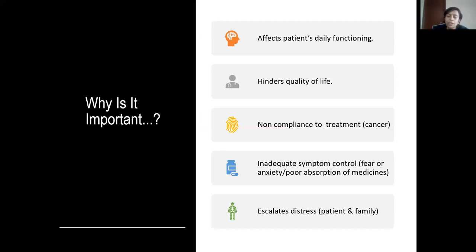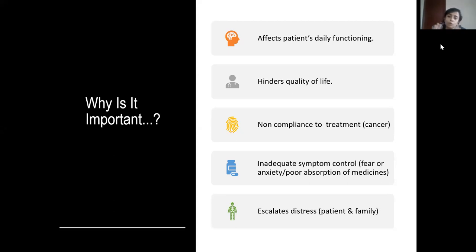And why do we discuss nausea and vomiting? Because we know that everyone uses their own favorite antiemetics. Sometimes it helps, sometimes it doesn't. So why is it important in a palliative care setting to talk about nausea and vomiting? Because many of our patients have a lot of symptom burden, including pain, constipation, nausea, vomiting, delirium, so many symptoms.